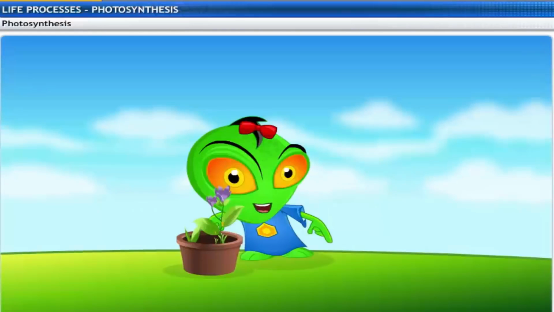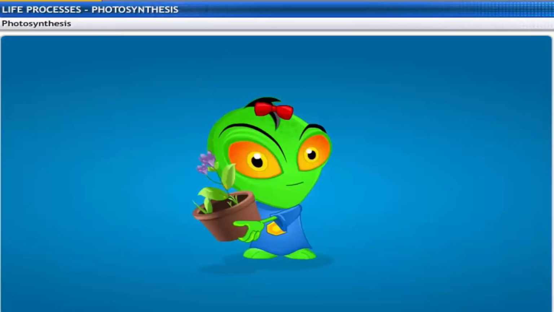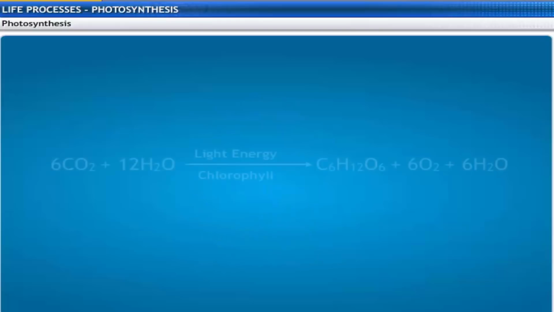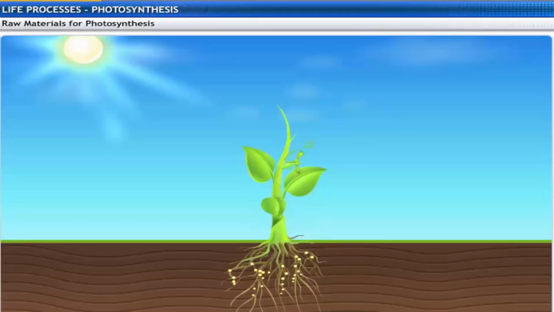So, this plant can prepare its own food? That's right. Plants prepare food through photosynthesis. The process of using energy in sunlight to convert water and carbon dioxide into carbohydrates and oxygen is called photosynthesis. Let's look at the basic raw materials needed to perform photosynthesis.